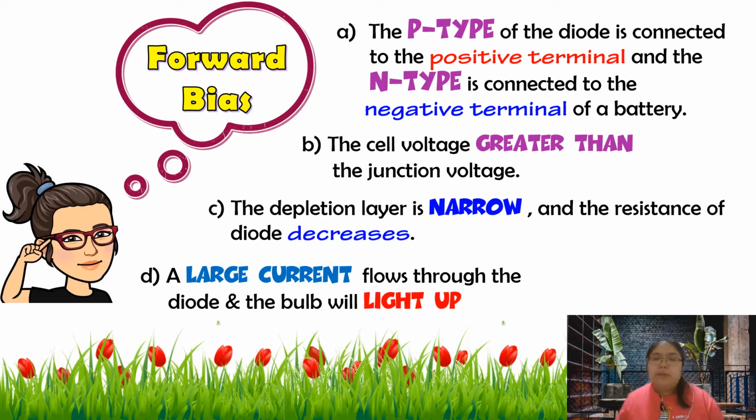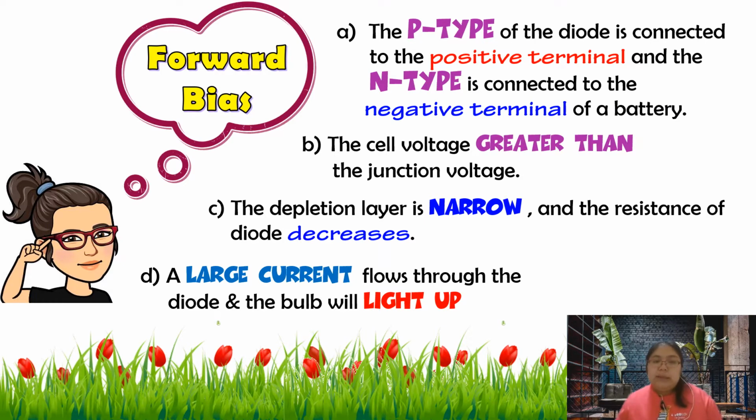B, then we're talking about the voltage. When your connection is correct, the voltage can pass through. The cell voltage is greater than the junction voltage. You must mention this because you're using a battery of at least 1.5 volt. Although you're using silicon or germanium, the voltage of the circuit must be higher than the junction voltage, so you can pass through. So in B, you must mention the voltage from the battery is greater than the junction voltage.